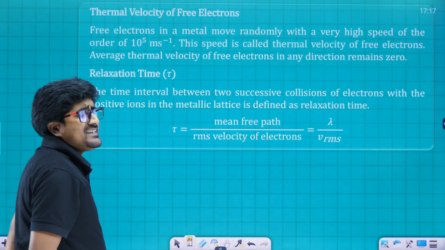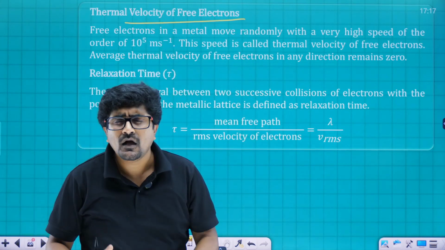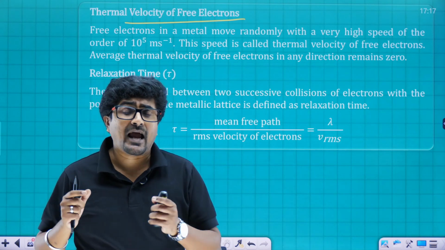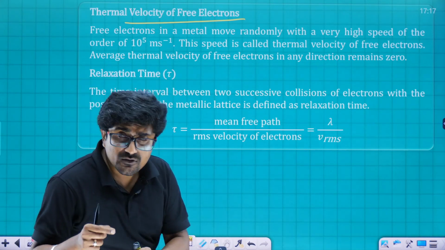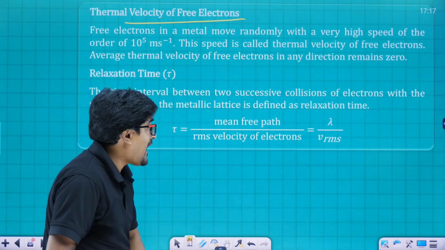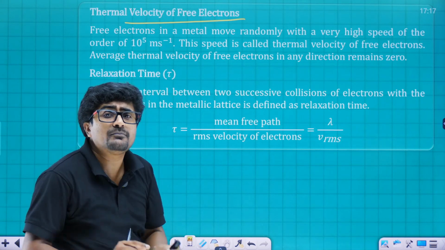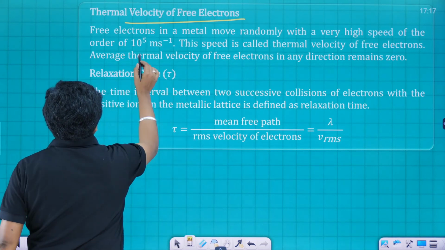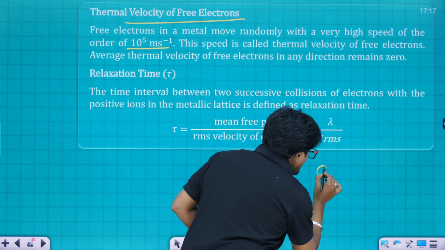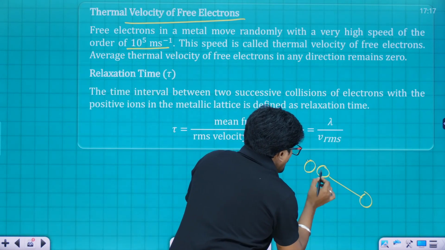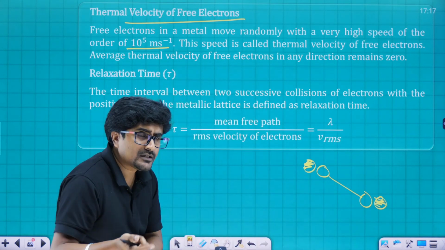Here comes the next topic, thermal velocity of free electrons. We all know that a conductor has a large number of free electrons, and once its temperature is any value greater than absolute zero, they are going to be in random motion. The average speed of these electrons in random motion is approximately 10 to the power 5 meters per second. So if such electrons keep on moving like this, obviously they will be colliding with nearby electrons or the atoms.